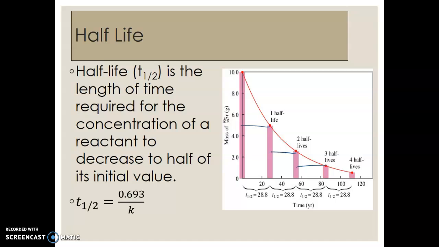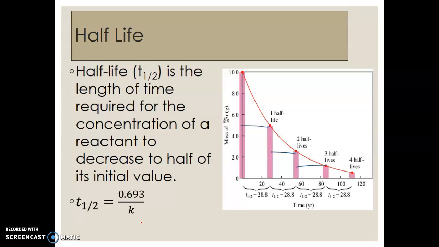So half-life is the length of time required for the concentration of a reactant to decrease to half of its initial value. For first order processes, the equation that we're going to use to find that half-life time is t1/2 is equal to 0.693 divided by your rate constant.